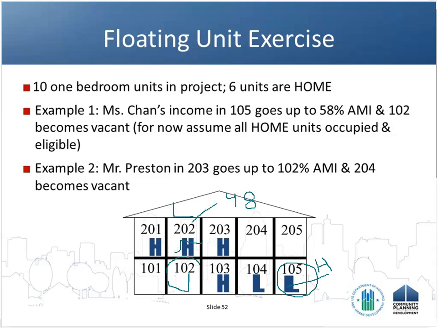So we've simply just switched the designation on 105 and 202, and it keeps our mix, our 6 home units in place, but we now are back in compliance with 2 low home units that are in compliance with the requirements.